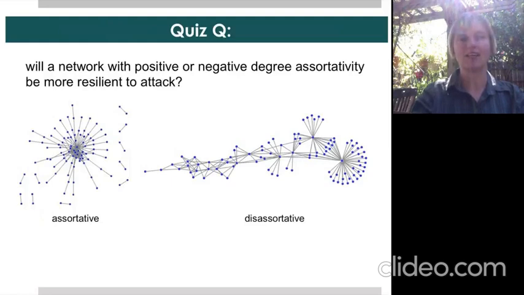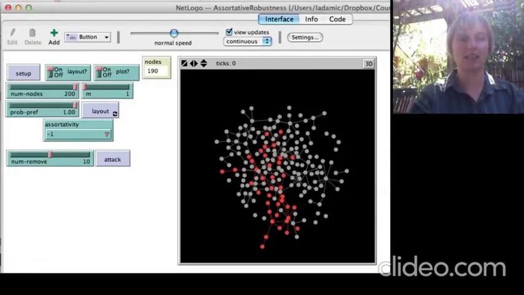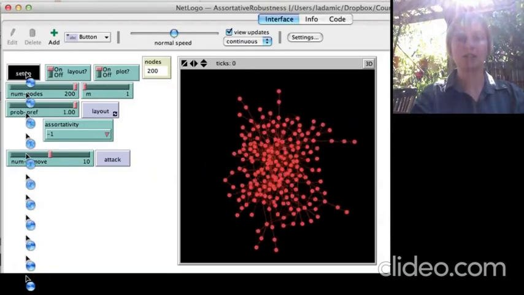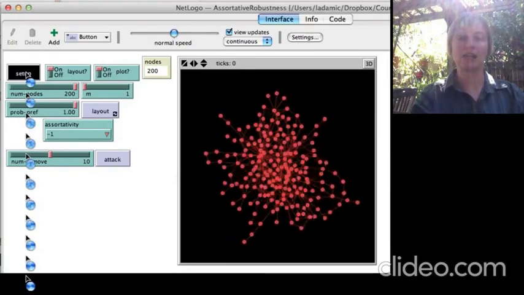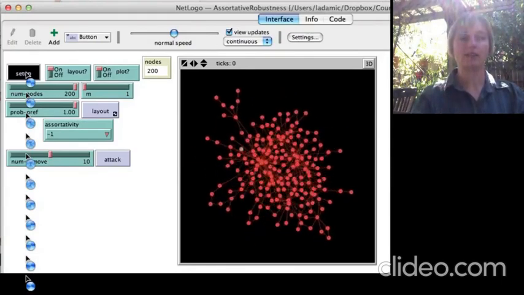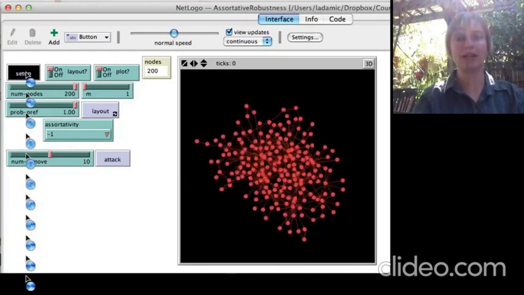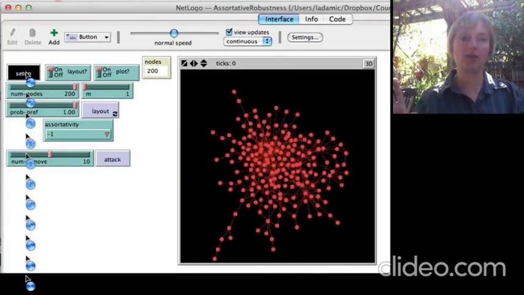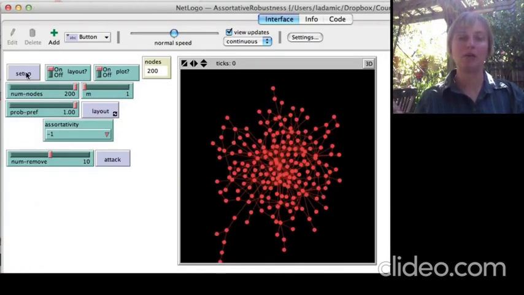To check our understanding, will a network with positive or negative degree assortativity be more resilient to attack? And for this, let's go to NetLogo. What I'm going to do is set up a topology, and this network is going to be disassortative. That is, the high degree nodes are going to be connected to the low degree nodes, and the way that I did this was by taking the originally grown network and then rewiring. The rewiring is accepted if it, in this case, decreases assortativity and not accepted otherwise.